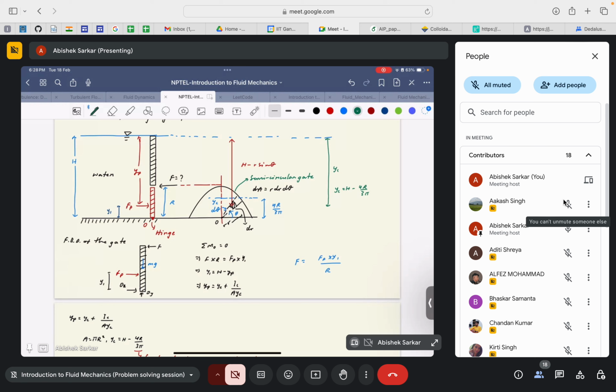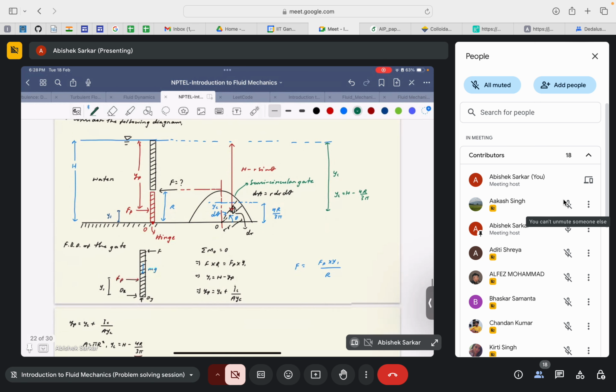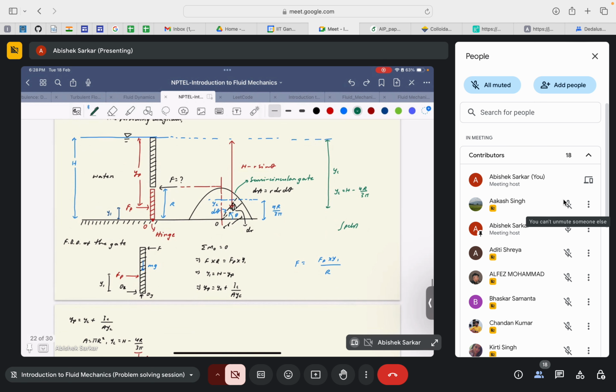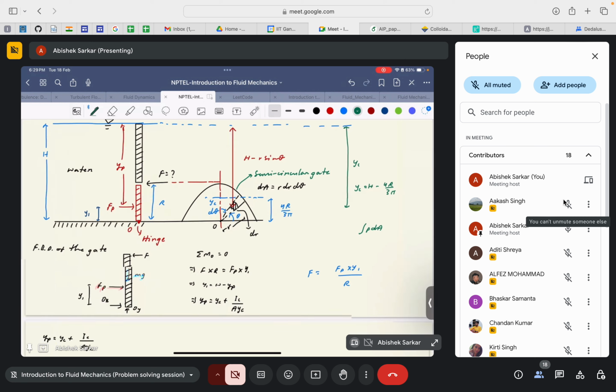So let us consider a particular elemental area of this form. Since we need to find the net force that acts on this semicircular gate, it will basically be the integration of the pressure forces times the area. It will basically be the integration of P dA. Then we need to find the elemental area to carry forward the integration and find the respective expression for pressure. So the elemental area here is considered to be of this form.